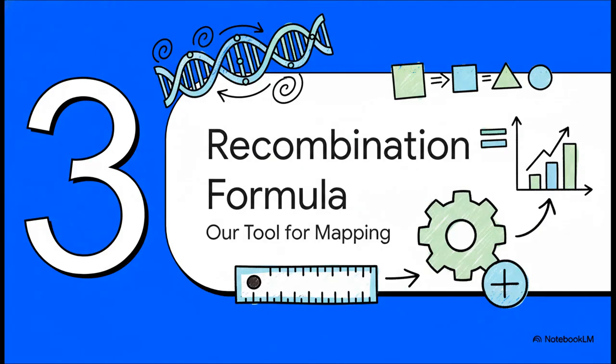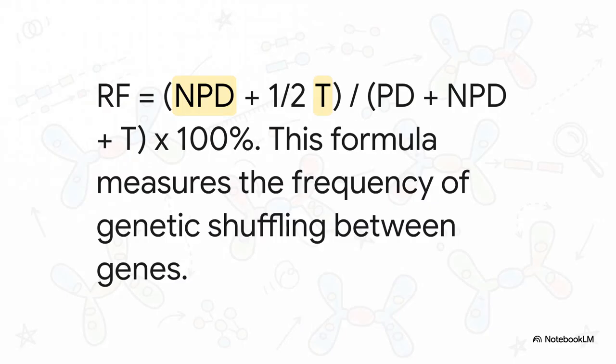Now that we understand our clues, we need the right tool to make sense of them. And luckily, there's a single formula that lets us convert all these raw counts into a precise genetic distance. Let's check it out. And here it is. I know, it might look a little intense, but it's actually just a simple ratio.